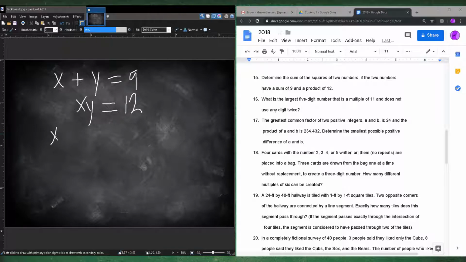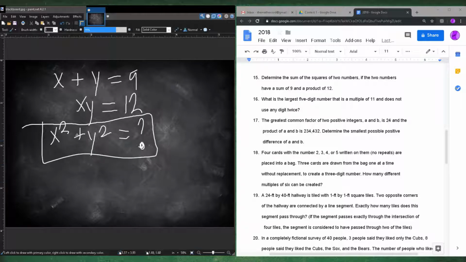And then they want us to find the sum of the squares. So it'll be x squared plus y squared, and we need to find that. I think usually what people do is they find what x is and what y is, and then substitute them in. A simpler way that I learned over these contests is that if you have these kinds of variables, there's a way to manipulate them. So how do you rewrite x squared plus y squared?